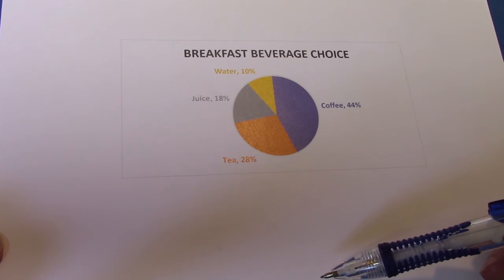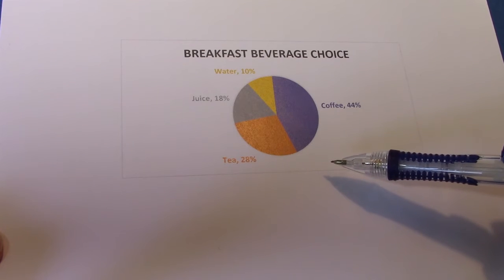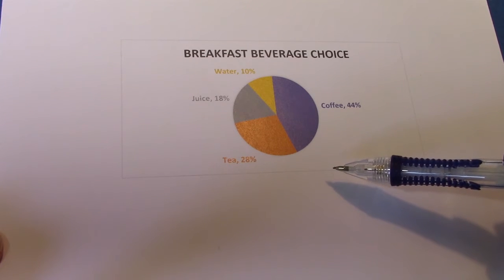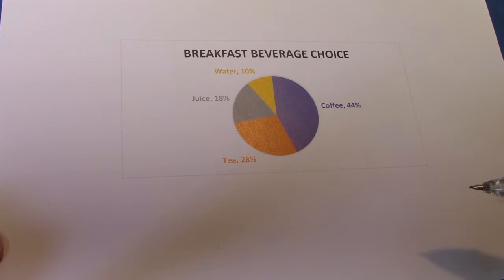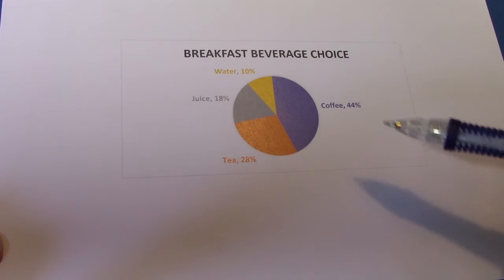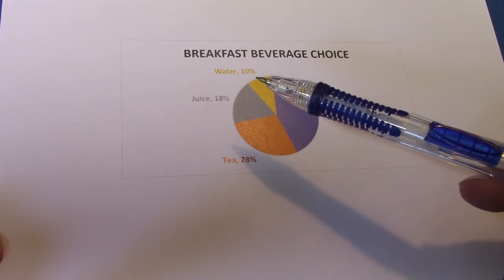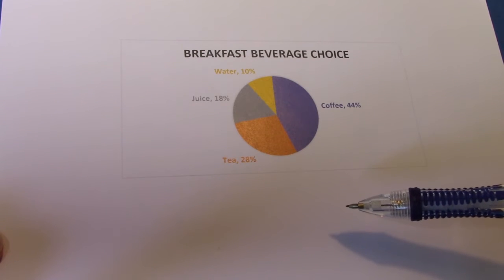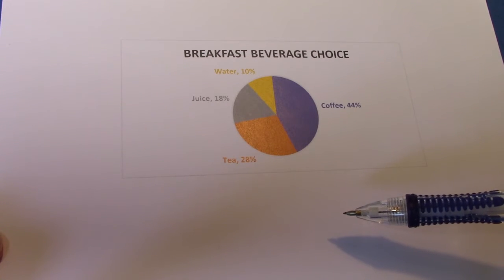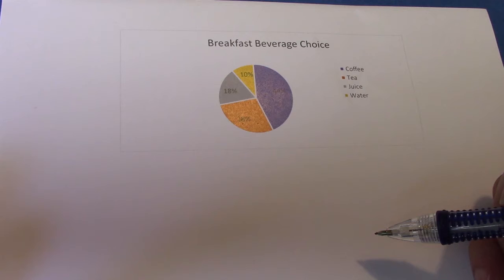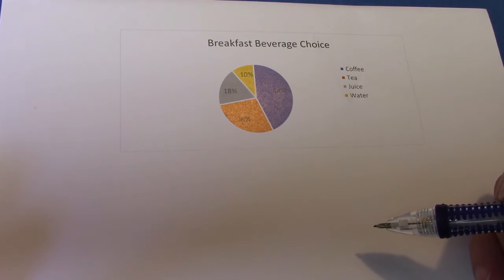The segment or the piece of the pie for coffee is almost half of the entire circle. That quickly tells us that coffee is the most common choice of beverage with breakfast. In this example, the choices and percentages are outside the circle, but positioned close to their corresponding segments. This is really the same chart, just formatted a little bit differently.